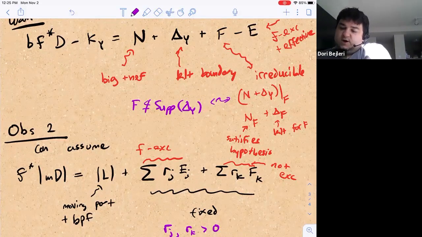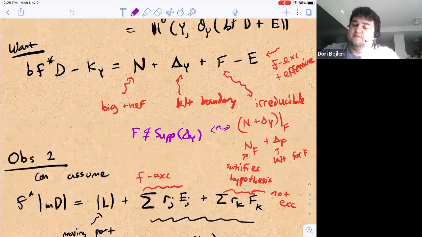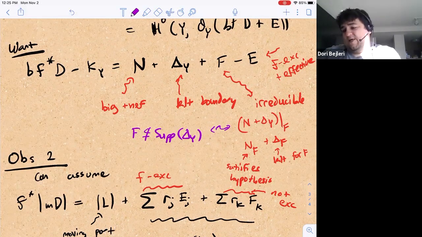And so the reason we want to keep track of which are exceptional and which are not is that for the exceptionals, that's where we have actual discrepancies, so that in this linear combination upstairs, this BF upper star D minus KY, we'll have some combination of R's and discrepancies in front of the E's, but then we'll only have R's in front of the F's.